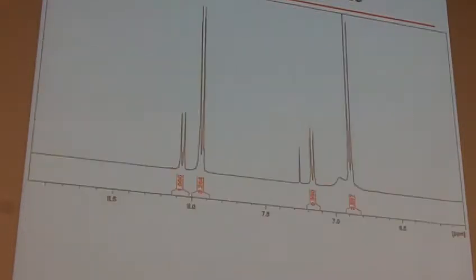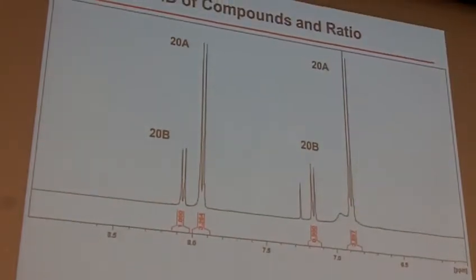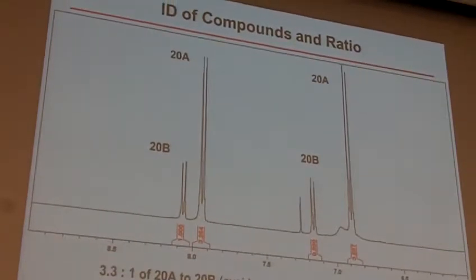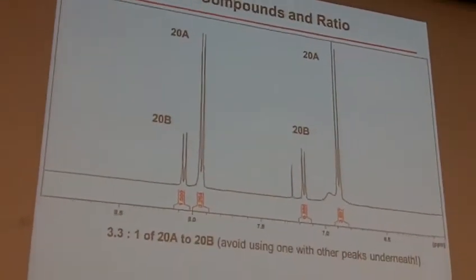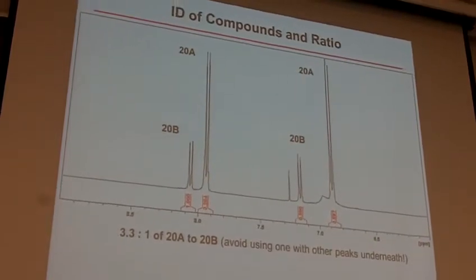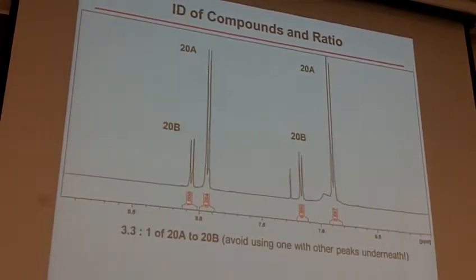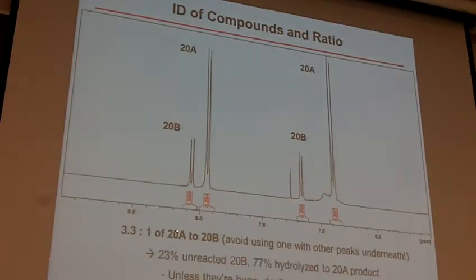Okay, if I go back to the spectrum with the integrations on it, I use those two to compare. So I know that's 20B, and I know that was 20A. Now I know that I have a 3.3 to 1 ratio of 20A to 20B. Depending on your product and exactly how they ask you to report these, you will probably be asked to report them as a percentage. So be sure you normalize that for them and say, okay, it's 23% of the unreacted B, 77% of the hydrolyzed A.